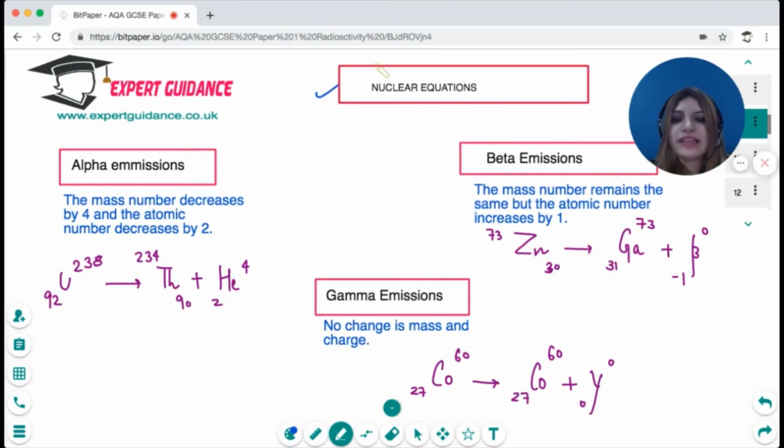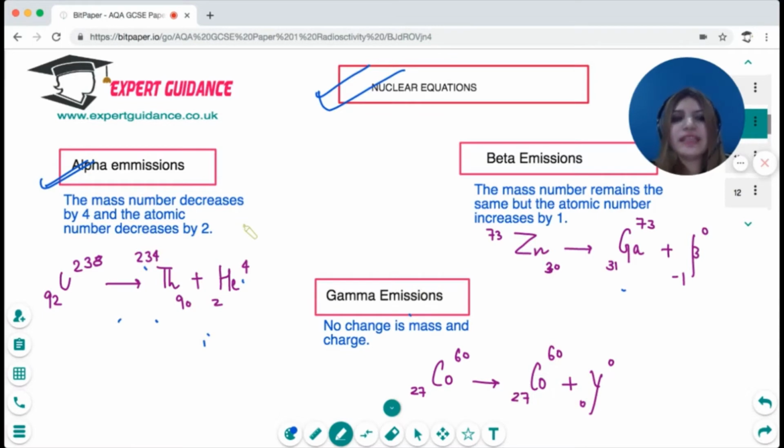Now in the exam they can give you a nuclear equation. In the nuclear equation, remember, whenever an alpha particle is emitted, the mass number goes down by 4 and the atomic number by 2. In beta emission, the mass number remains the same, but the atomic number increases by 1, and in gamma, there is no change.